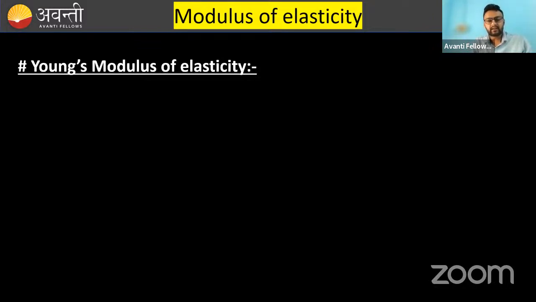If the stress and strain are longitudinal in nature, then this constant is known as Young modulus. I think it is clear.